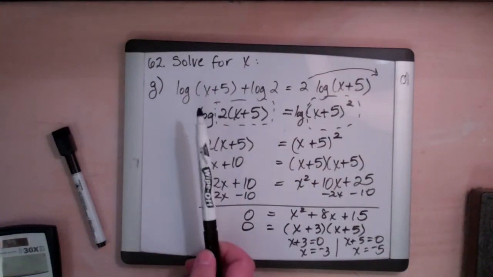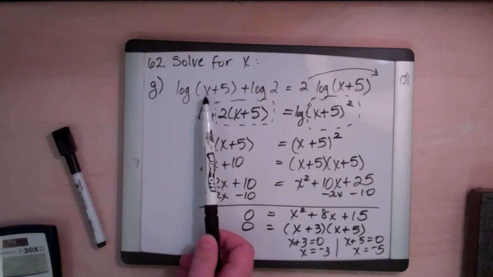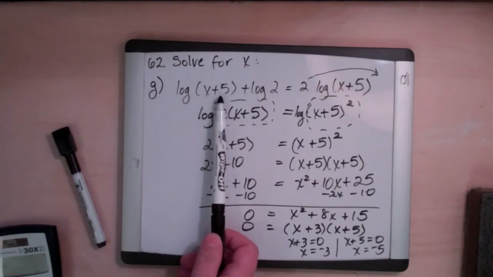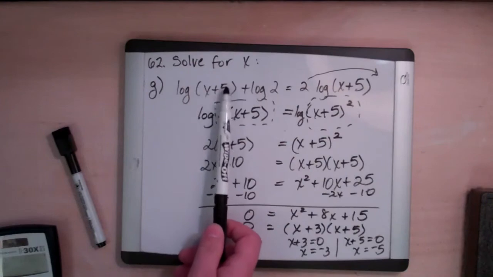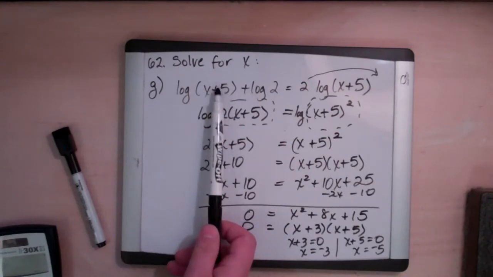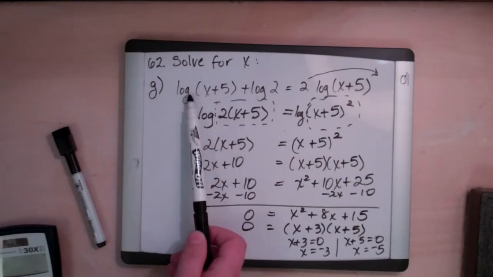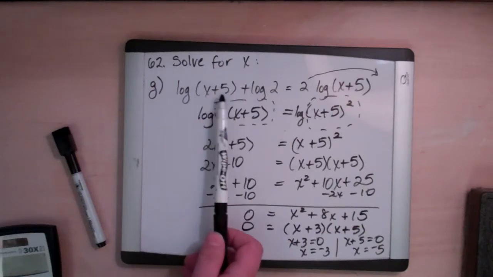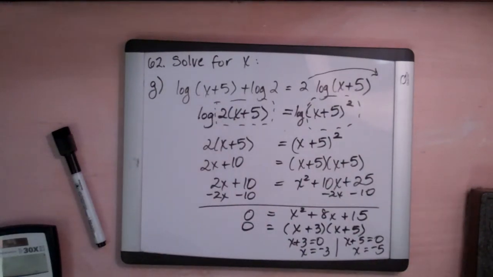If I put negative 5 in here, negative 5 plus 5 is going to give me 0. So what that's going to mean is that 10 raised to some power is going to give a result of 0. And that doesn't make sense. So in this case, I'm going to discard that solution.